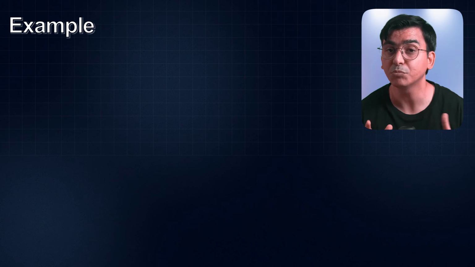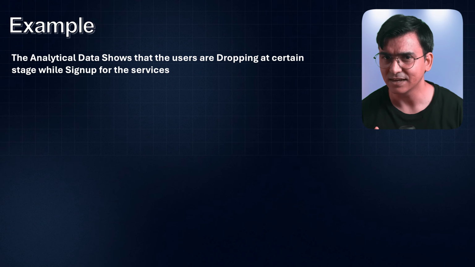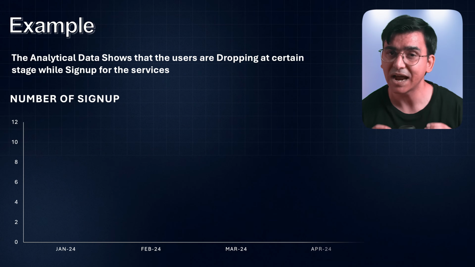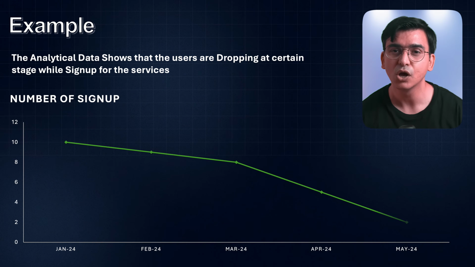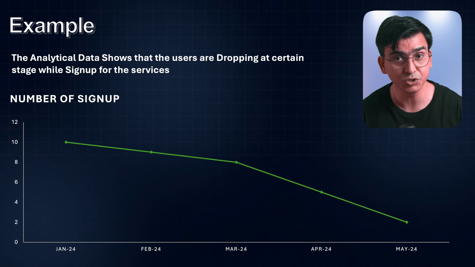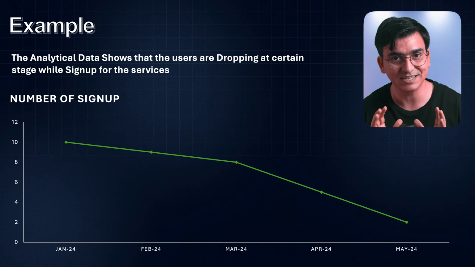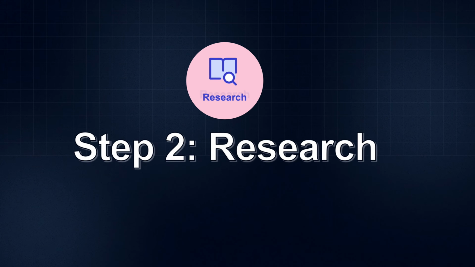Let me give you an example in terms of UX or product. The analytical data shows that the users are dropping off at a certain stage while signing up for the services. Now this is a problem which needs a solution. This can act as an idea to initiate the UX design process. Please remember this example, drop in sign up process, because I'm going to use this as an example for every step going forward.